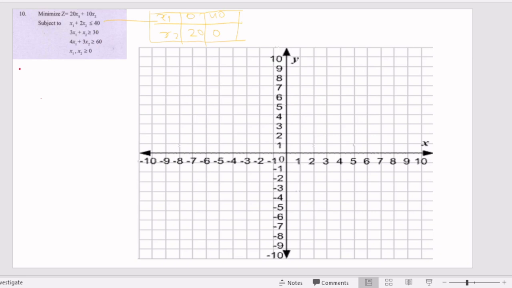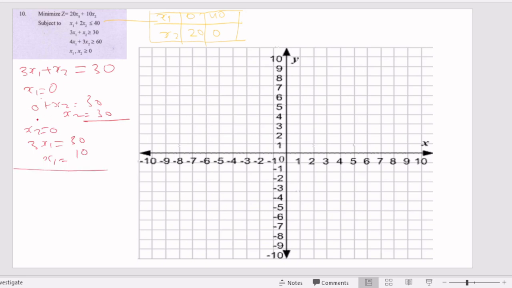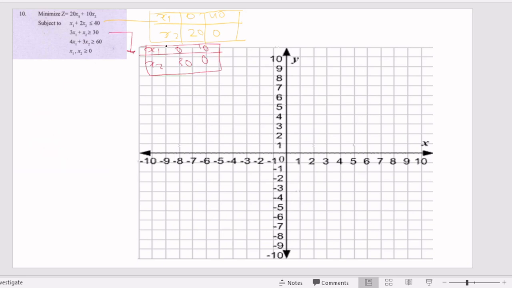Let's check the second equation, 3x1 plus x2 equal to 30. Again, let's try to substitute something as 0. If I substitute x1 equal to 0, then it will be 0 plus x2 is equal to 30. So x2 is 30. Second, if I substitute x2 equal to 0, then 3x1 is equal to 30, x1 will be 10. Now we have got two coordinates very quickly. So make sure you always try to get whole numbers so that your life will be easy while drawing the line. I have written the values in tabular format over here.